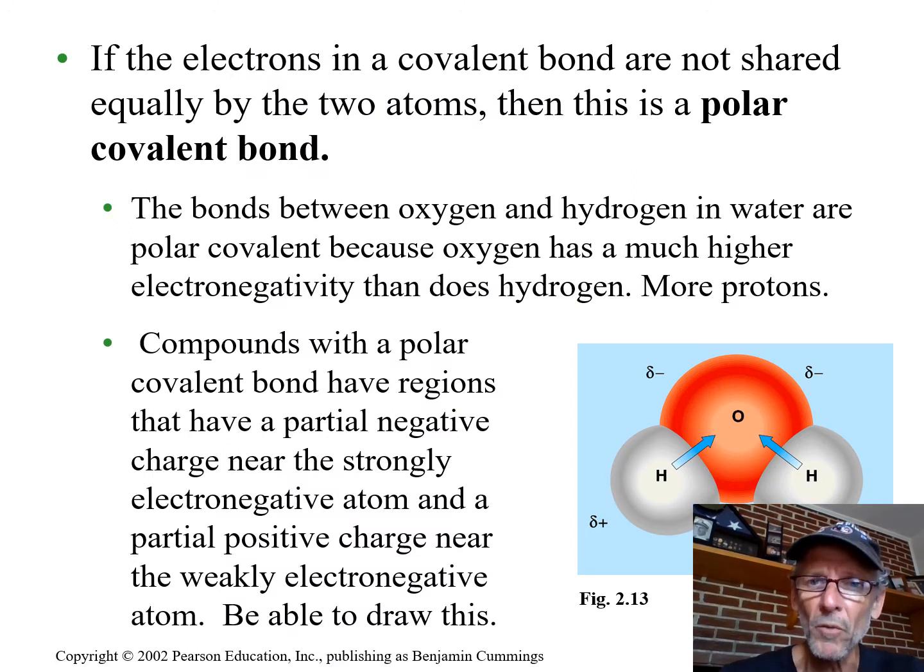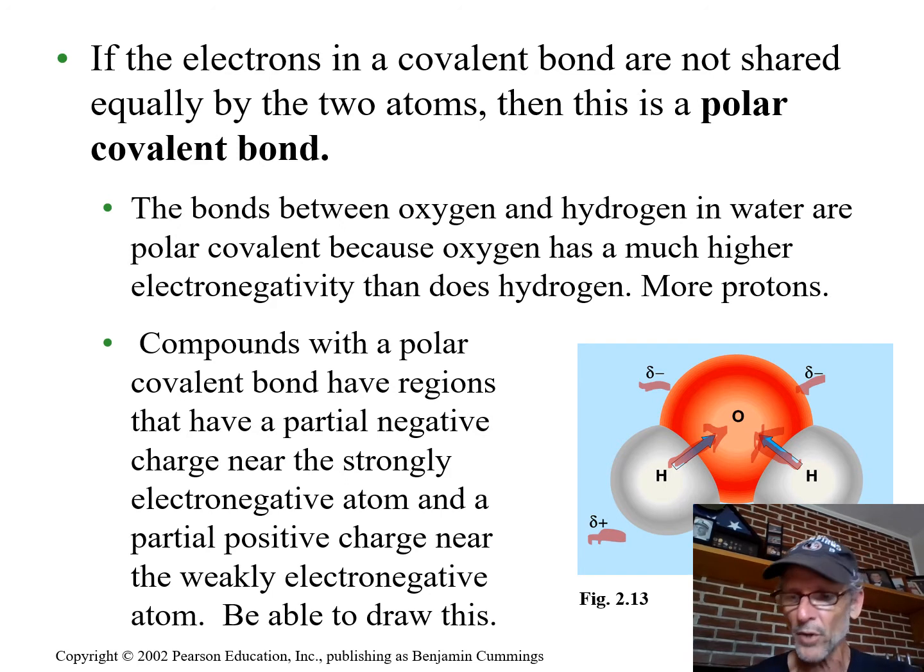So here we have your water molecule, right? Since the sharing of electrons is unequal and the oxygen is more electronegative and gets more of them, it's got two pairs of unshared electrons, which make this end a little negative and these ends of the hydrogens a little positive.